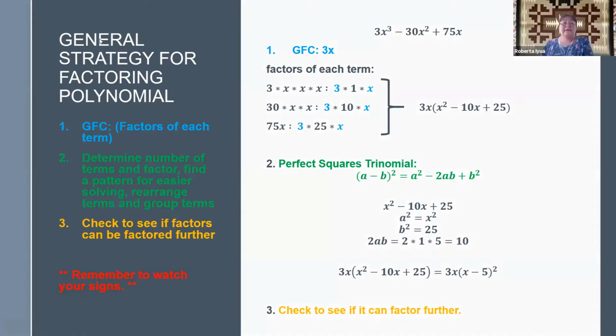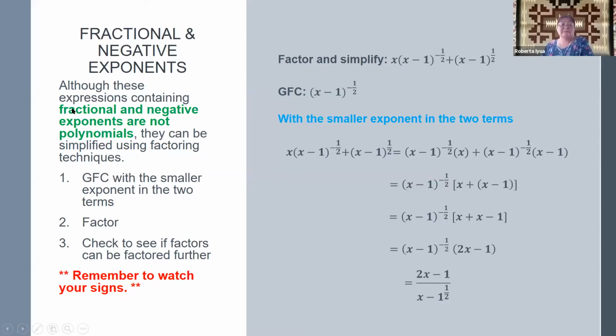The next slide is about fractional and negative exponents. Although these expressions containing fractional and negative exponents are not polynomials, they can be simplified using factoring techniques. So first you're going to find your GCF, the greatest common factor of the smaller exponents of the terms. In my example, I have 2 terms, so it'll be the smaller exponent of the 2 terms.